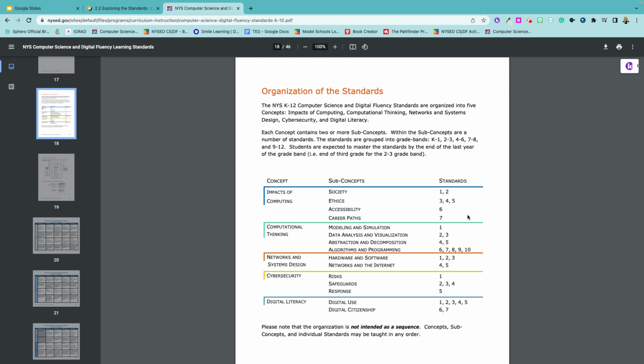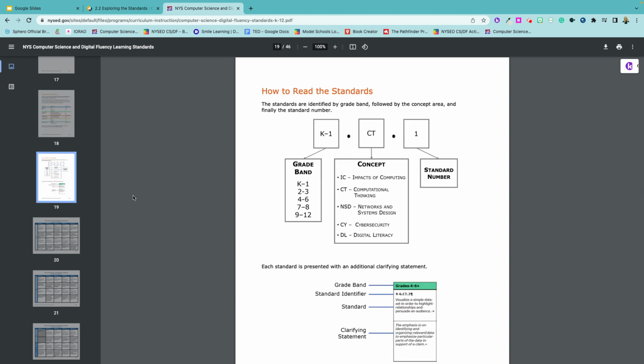If you're following along on the PDF, I am on page 18 of the PDF, which is the first link on the NYSED Computer Science and Digital Fluency website. Here, I just want to take a moment and explain how to read the standards, so if this is new to you, you understand what we're looking for here.